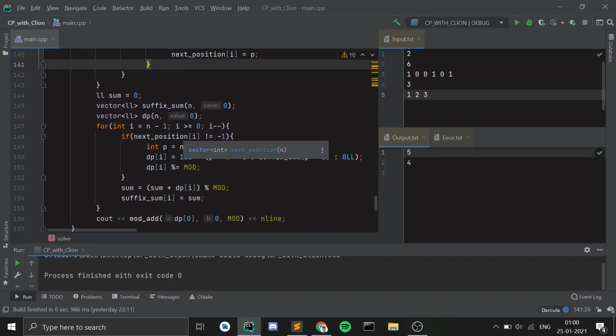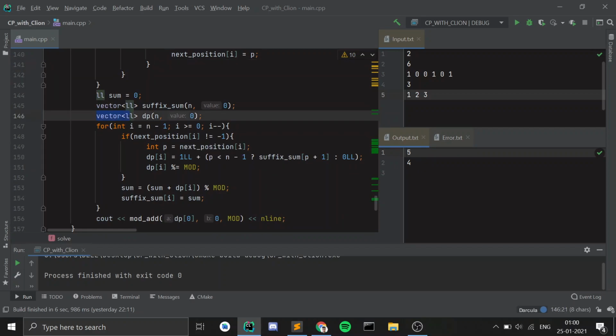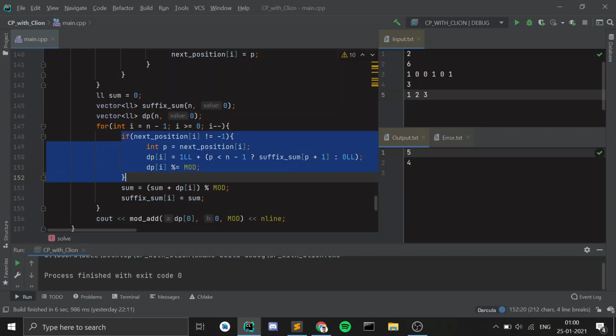Now what I'm doing is I've constructed my dp vector and I've constructed my suffix sum for dp. And similarly, I start iterating from backwards. If the next position is equal to -1, it simply means that if you start your segment at I, you cannot end it anywhere, right? And in that case, I won't do anything. But if it is not equal to -1, then I'll go to that index p.